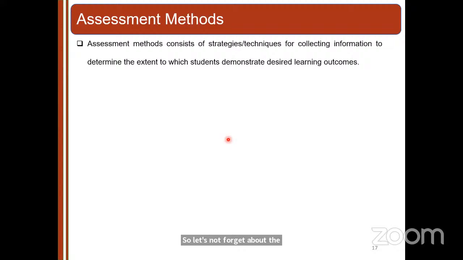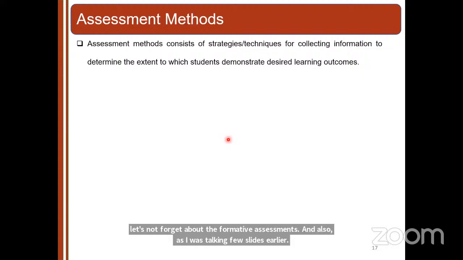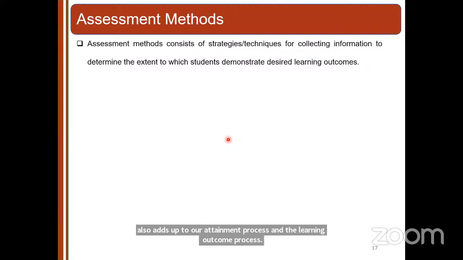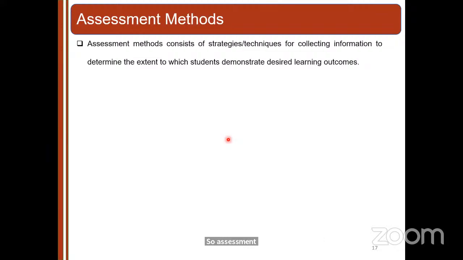And also, as I was talking a few slides earlier, the skills, the attitude and the behavioral things, which we generally cannot assess under summative assessments, we have to do under formative assessments only. So it also adds up to our attainment process and the learning outcome process. So assessment methods are strategies that we can come up with so that we can determine to what extent a student has demonstrated a particular learning outcome.